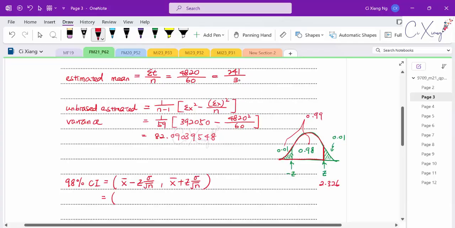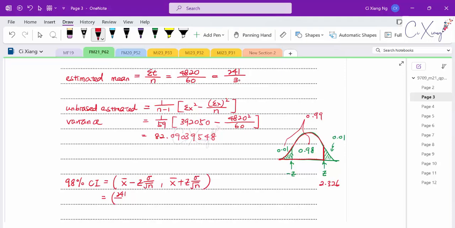So for this one, it's the fraction 241/3, then minus the Z, which is 2.326. Sigma is the square root of this value, right? So I will take the square root of the variance, and when I substitute, I'll substitute the whole value here, divided by n. n is 60. Then the same thing happens for the upper limit: 241/3 plus 2.326, and then the square root of the variance, 82.09039548, then divided by 60.